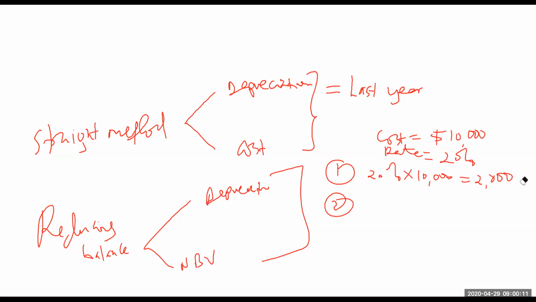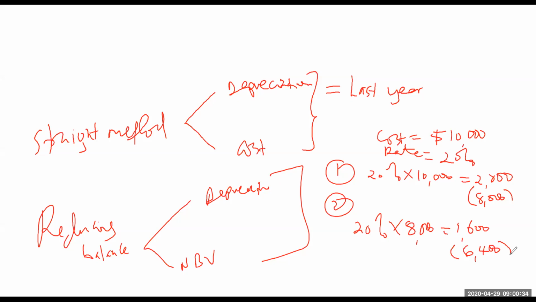Let me just write this. The NBV is going to be equal to 8,000. In year two, the depreciation is going to be 20%. We multiply by the NBV of 8,000 to give us 1,600. And the NBV at the close of the year is going to be equal to 6,400.